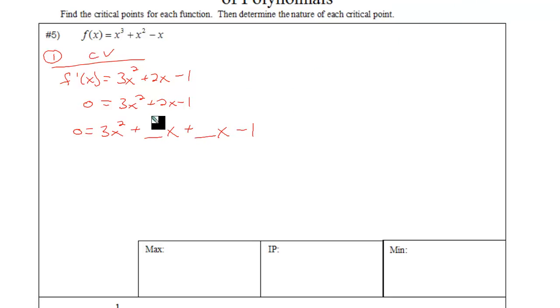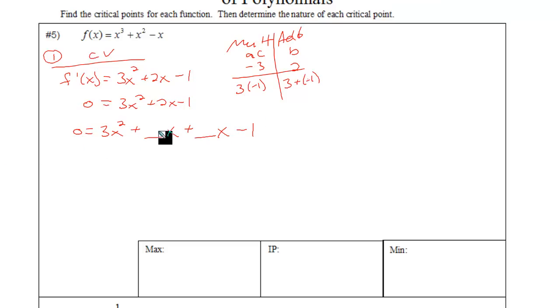So how does this split? We need two numbers that multiply to get a times c. It's 3 times -1. Two numbers that add to get b. That's 2. So that will work here. How about a +3 and a -1? That works for both of these.